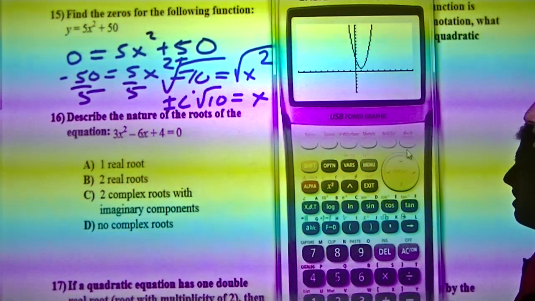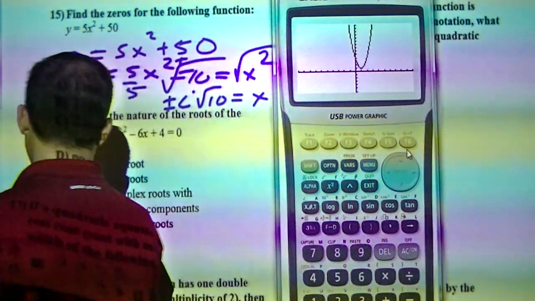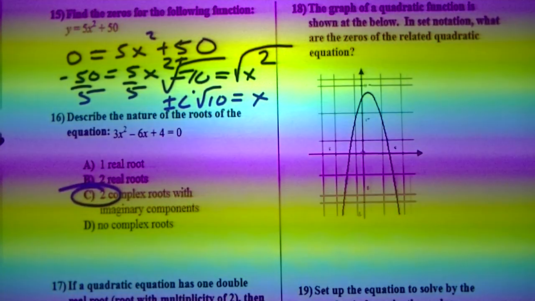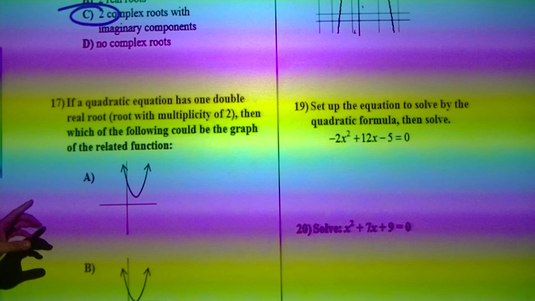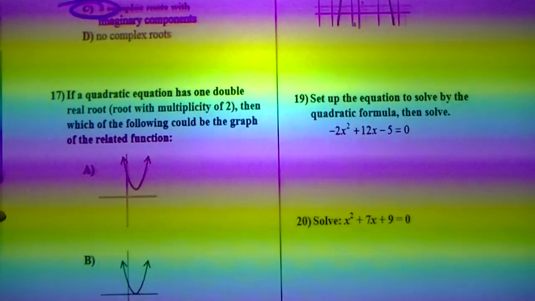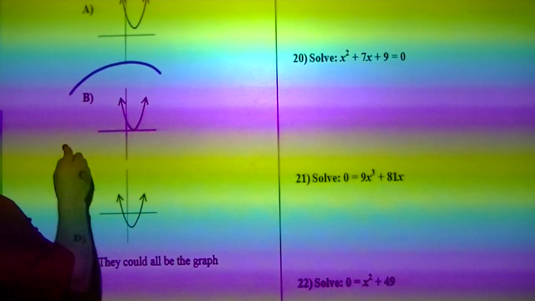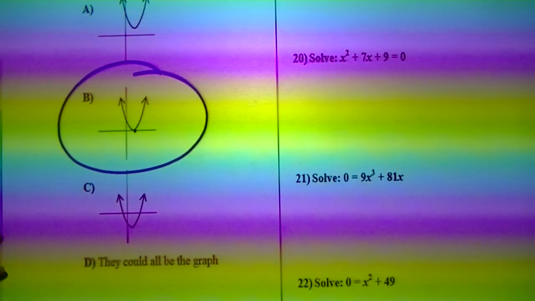All right, as you can see, it's not going to touch. So what that means is I'm going to have 2 complex roots. If the quadratic equation has one double root with a multiplicity of 2, then which of the following? Well, it's this one because it touches right there. All right, only one spot.